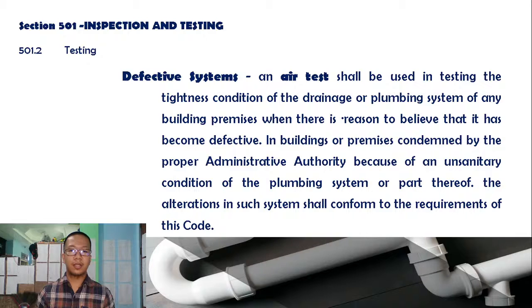Defective systems. An air test shall be used in testing the tightness condition of the drainage or plumbing system of any building premises when there is a reason to believe that it has become defective. In buildings or premises condemned by the proper administrative authority because of an unsanitary condition of the plumbing system or part thereof, the alterations in such system shall conform to the requirements of this code.